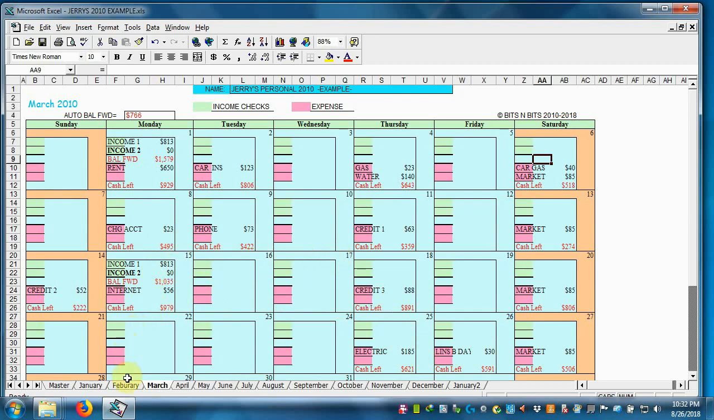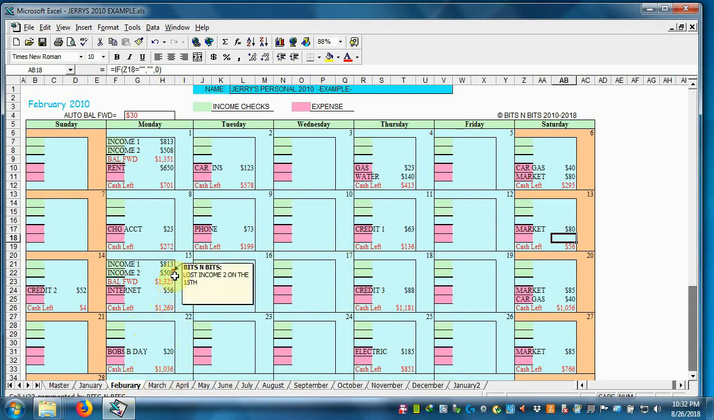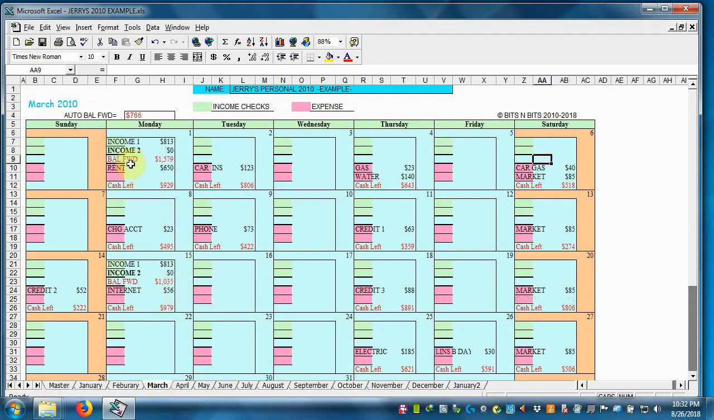One thing that we forgot to look at was this little note right here. He lost his income number 2 on the 15th. It was a comment that he inserted. So if we look at March, you can see income number 2 is 0, income number 2 is 0.